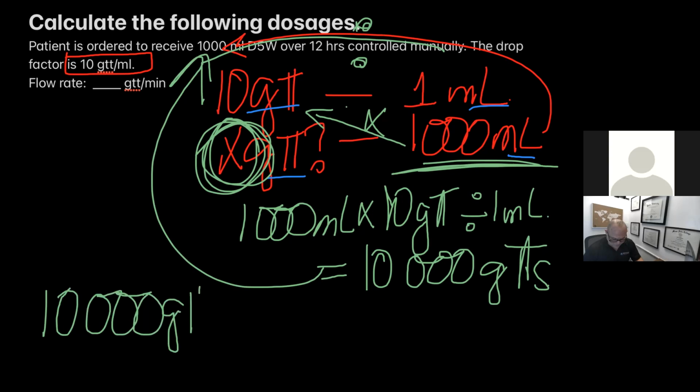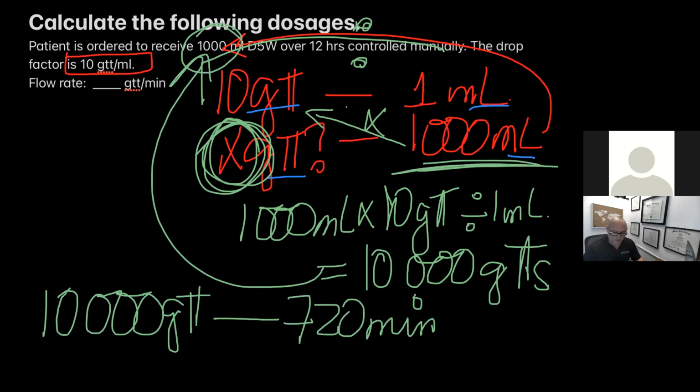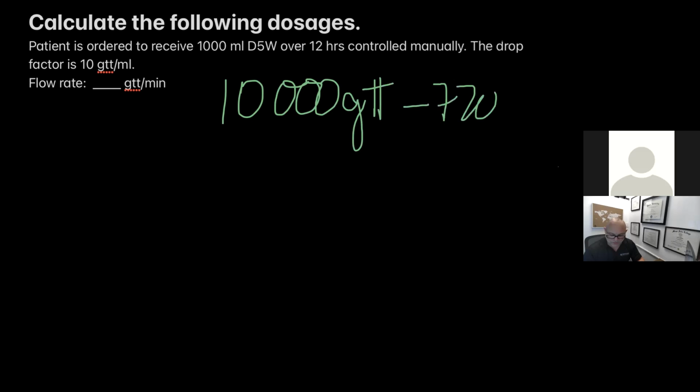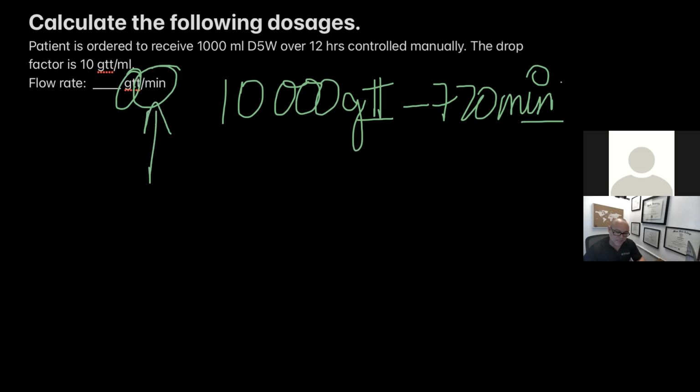So now we have that 10,000 drops are going into 720 minutes. It's the same thing as saying that 1,000 ml are going over 12 hours. Okay, 10,000 drops going over 720 minutes. And now we finally have drops and we have minutes. That is what they're asking me, drops and minutes. However, they're asking me for just 1 minute. And what I have is 720 of them. So we gotta work that out.